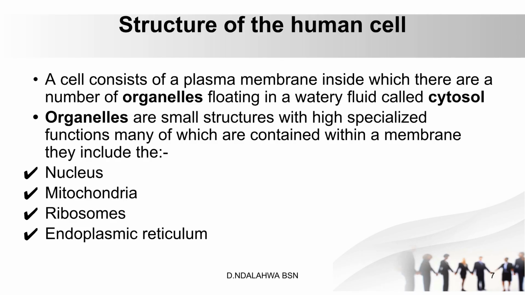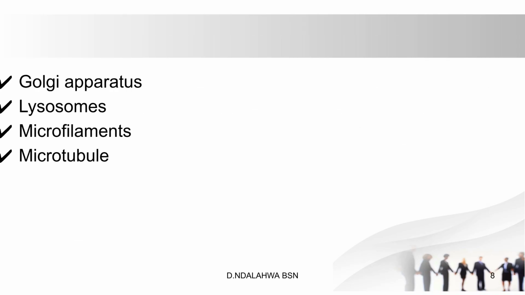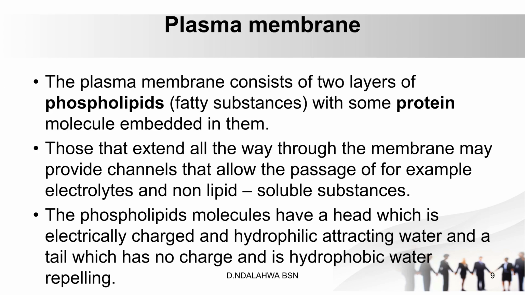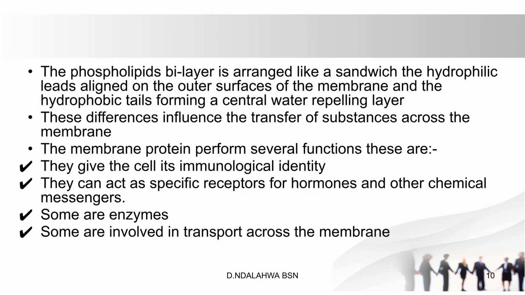The human cell structure consists of a plasma membrane enclosing organelles floating in a watery fluid called cytosol. Key organelles include the nucleus, mitochondria, ribosomes, and endoplasmic reticulum. Other important organelles are the Golgi apparatus, lysosomes, microfilaments, and microtubules. The plasma membrane is made of two layers of phospholipids with embedded protein molecules. Phospholipids have a hydrophilic head and a hydrophobic tail. The phospholipid bilayer is structured like a sandwich.